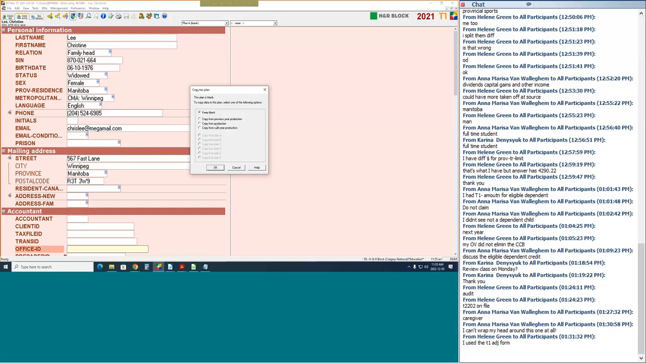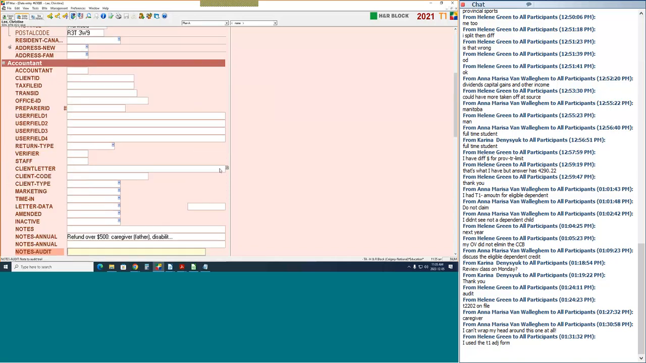Then I'm going to say copy everything from production. I want to keep everything I already have. Never copy a blank one. You have to redo all your data entry, and it's a real pain. So I'm just going to say copy everything that I already did, and I'm going to say OK.